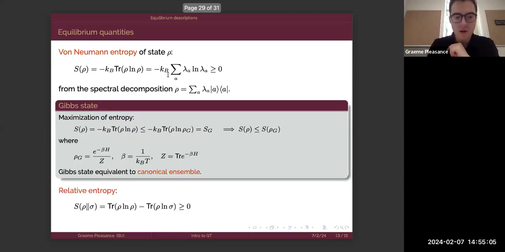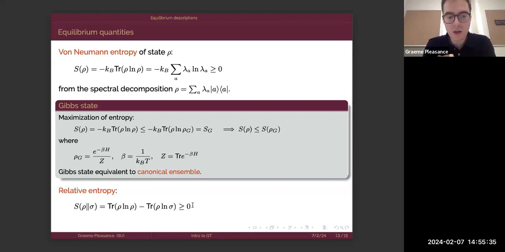So the von Neumann entropy is important in characterizing the equilibrium properties of our system. One way we can think about this is in terms of maximization of entropy. In general, we can show this using another object called the relative entropy. The relative entropy is defined in this way. I won't explain it so much, but an important property of the relative entropy is that it's non-negative.